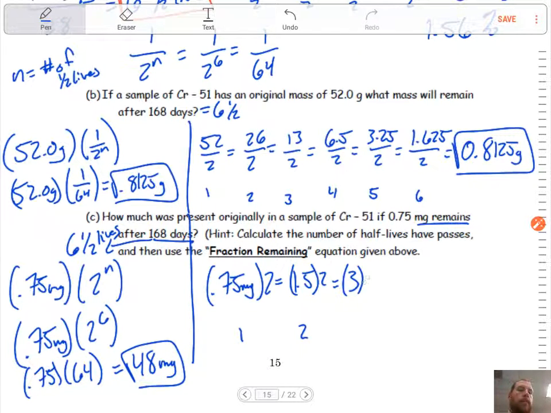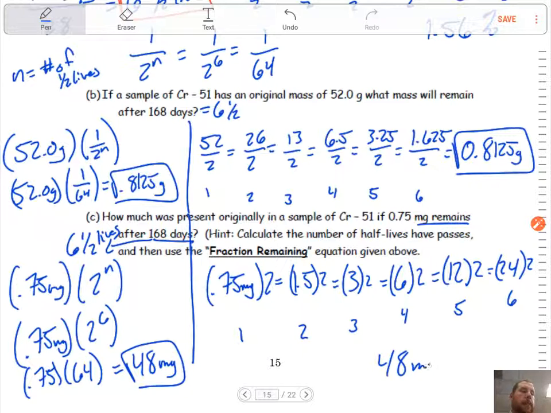So that's going to give me 3 times 2 again is my third one, so that's going to give me 6 times 2 again, that's my fourth, and then that's going to give me 12, multiplied by 2 again, that's my fifth, that's going to give me 24, multiplied by 2 again, there's my sixth, so in the end, it's still that 48 milligrams. Either way you do it, it's going to be the same, okay?